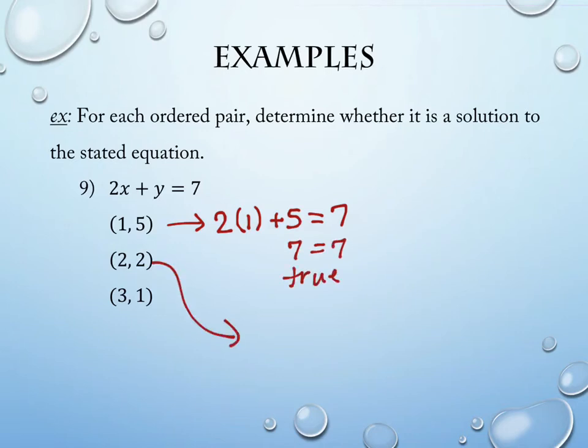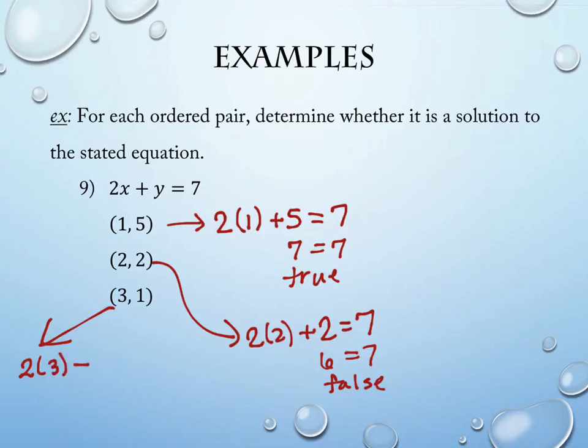Let's go to the next one. 2 times 2 plus 2 equals 7. So what is 2 times 2? 4. 4 plus 2 is? 6. 6 equals 7, true or false? That's false. And then our last one, we'll put it over here.